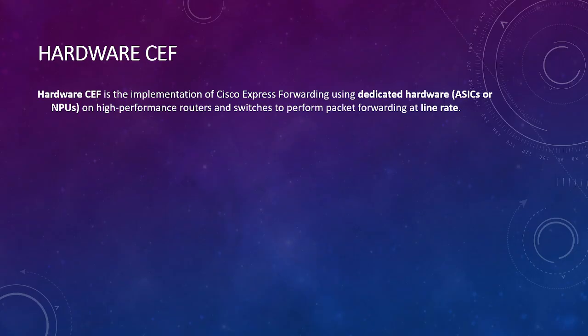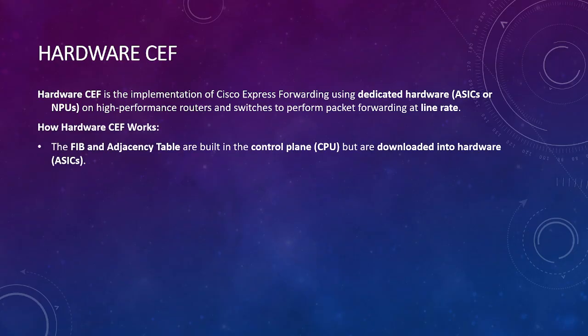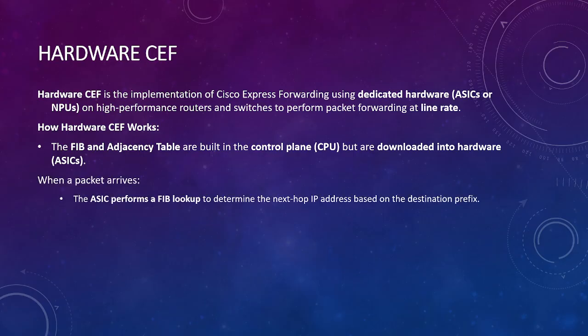Obviously, when compared to software, hardware will provide high performance switching at line rate. And how does hardware CEF work? It's the same as software CEF; the difference is that it works in hardware. The FIB and adjacency table are built in the control plane, as we are aware, and are downloaded into the hardware ASIC. Earlier it was part of software CEF. In this case, it will be downloaded to the hardware itself.